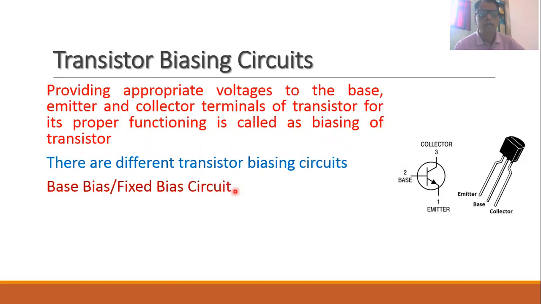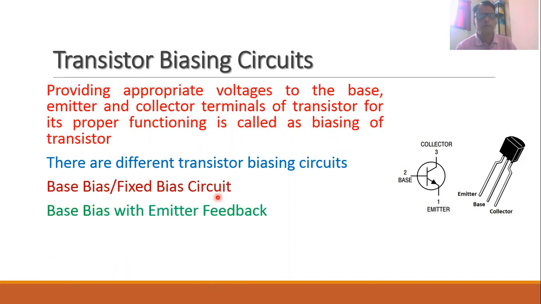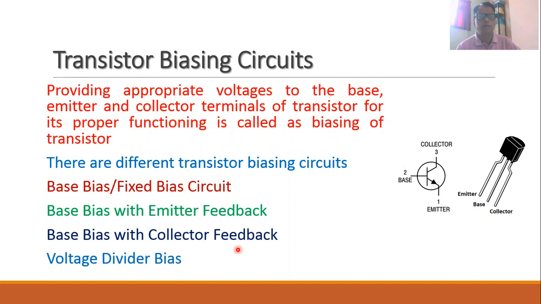For example, we have a circuit called the fixed bias circuit or base bias circuit. Another circuit is the base bias with emitter feedback. The third type of circuit is the base bias with collector feedback. And the most popular biasing circuit is the voltage divider biasing circuit. In this session, we will discuss all four different types of biasing circuits, and we will see the advantages and disadvantages of using these circuits.